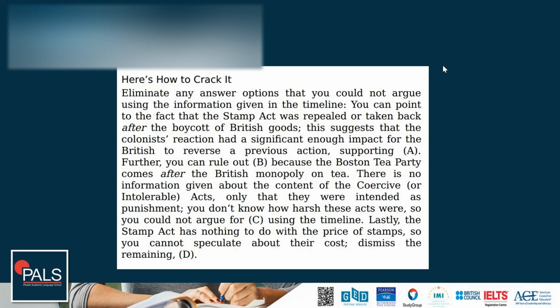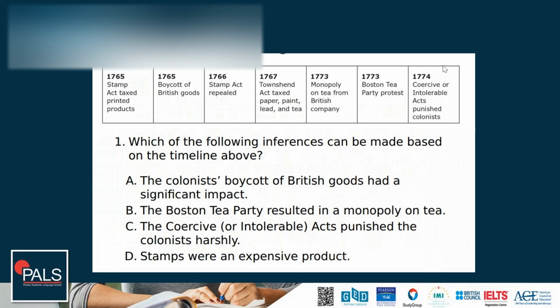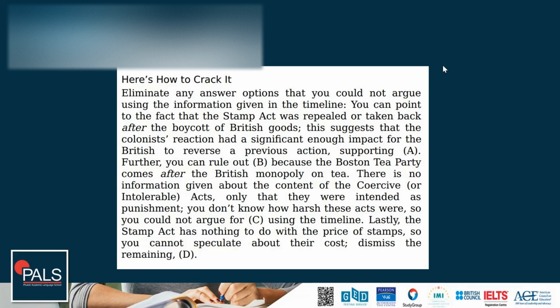It says you can point to the fact that the Stamp Act was repealed or taken back after the boycott of British goods. So this is telling us that the colonist boycott was a sufficient enough impact for the British to reverse their decision. So A could be correct. B, because the Boston Tea Party comes after the British monopoly on tea, this is not possible, right?